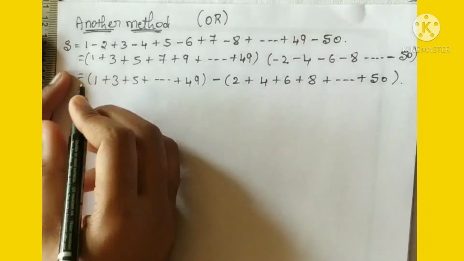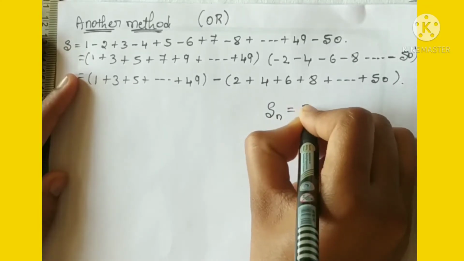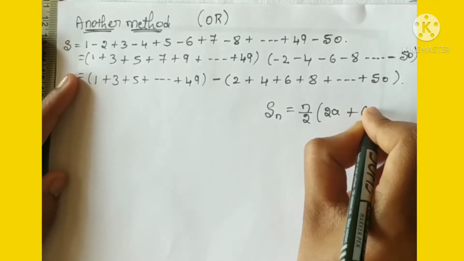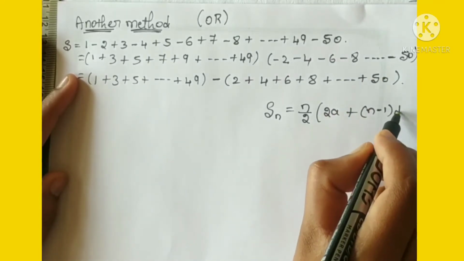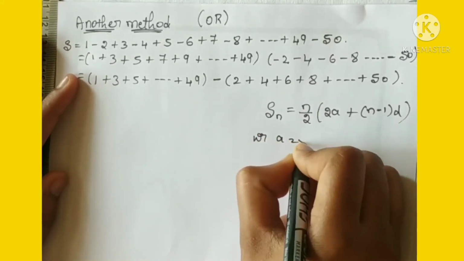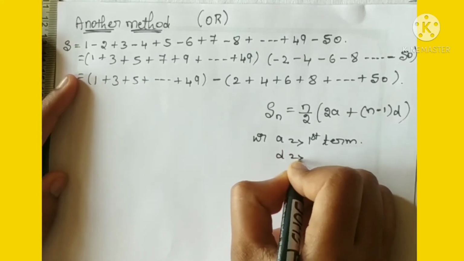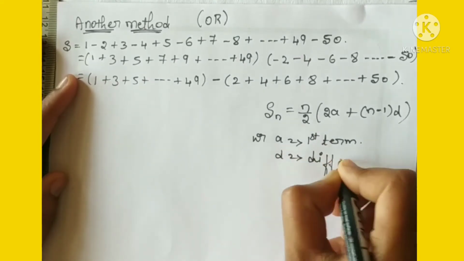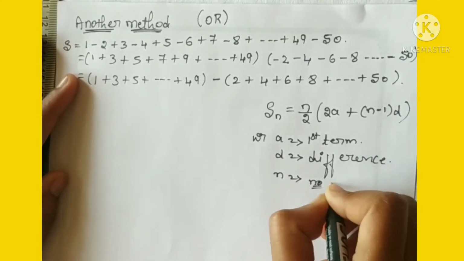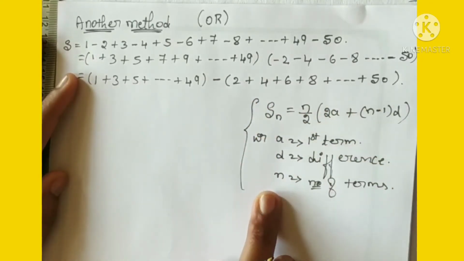We have the general formula for the arithmetic progression, that is Sn is equal to n by 2 into 2a plus n minus 1 into d, where a is first term, d is difference, n is number of terms. This is the general formula for the arithmetic progression.